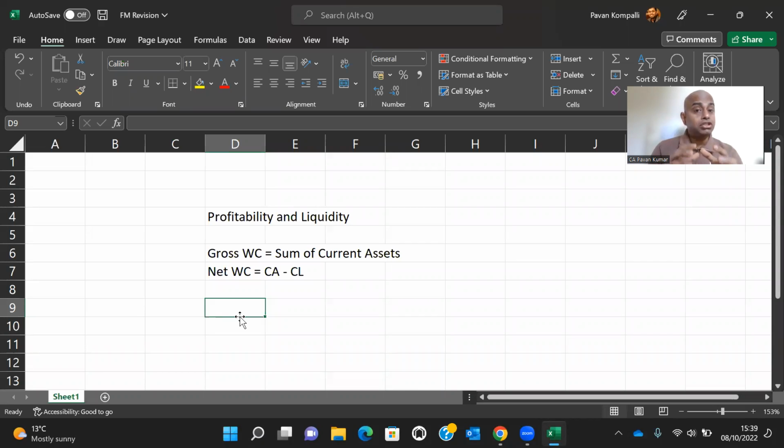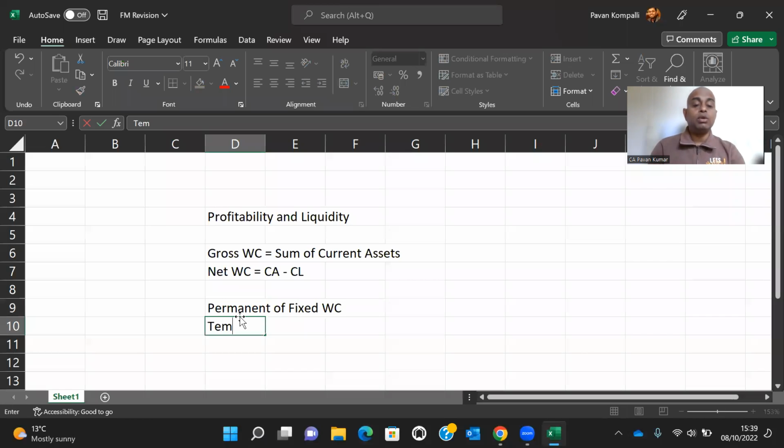Based on the nature or permanency, there are two types of working capital. One is permanent or fixed working capital. The second one is temporary or variable working capital.